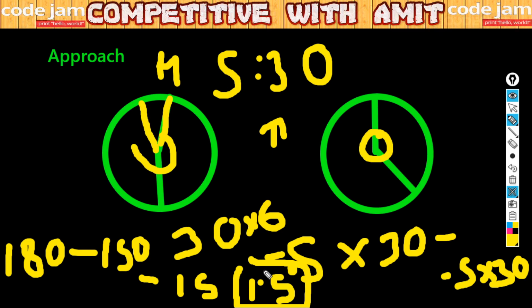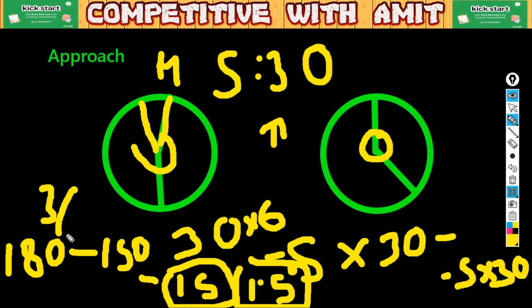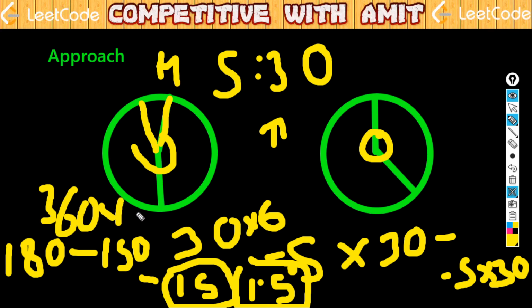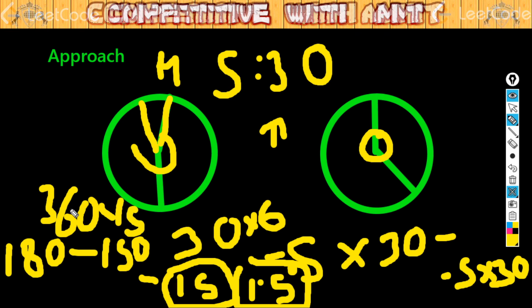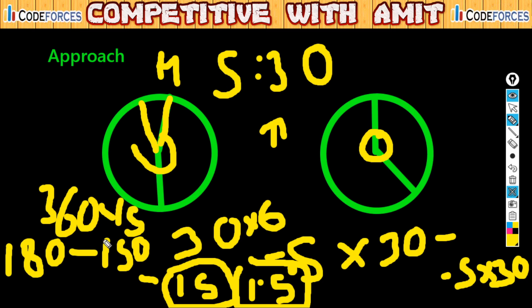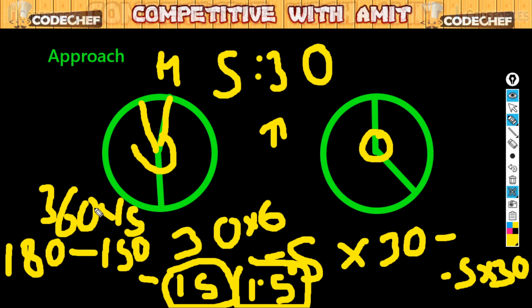So what we will do, we will subtract this angle from 360 and we'll find the angle. Now this value or this value, whichever the minimum is will be our answer. Now why it is minimum, I'll explain you.